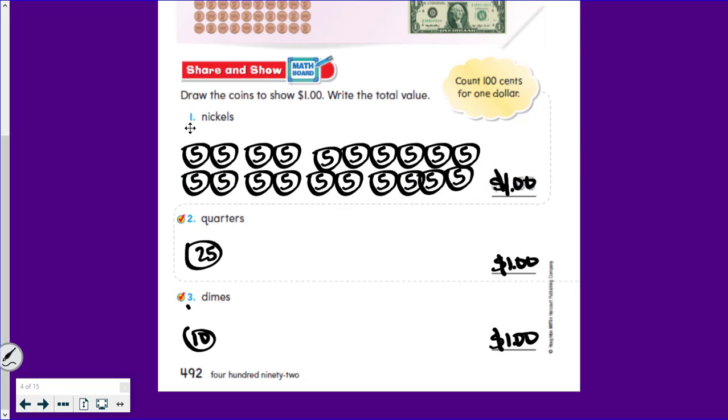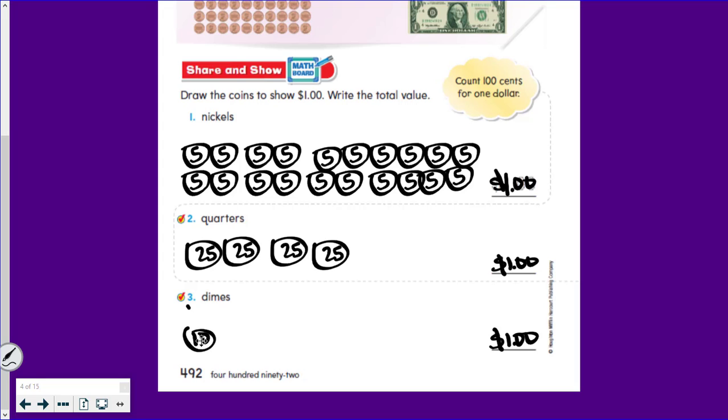So how many nickels did we draw? 2, 4, 6, 8, 10, 12, 14, 16, 18, 20. 20 nickels equals $1 and 0 cents. All right, let's try the next one. Okay, so quarters. 25, 50, 75 cents, $1.00. So 4 quarters equals $1.